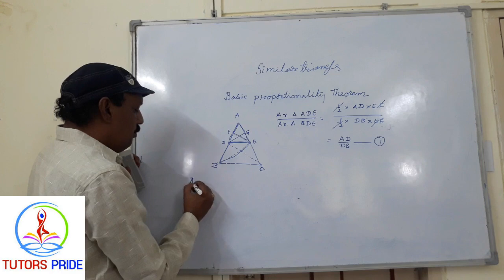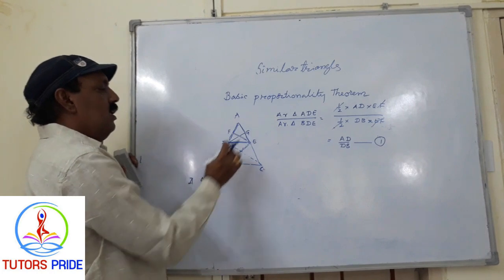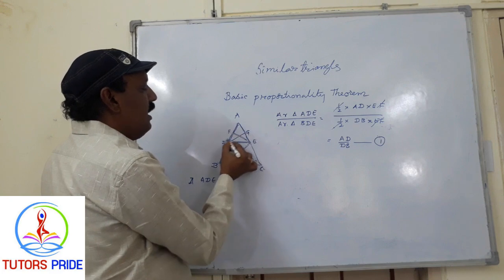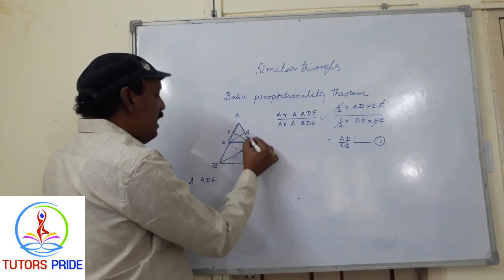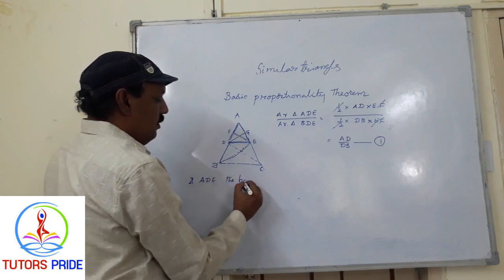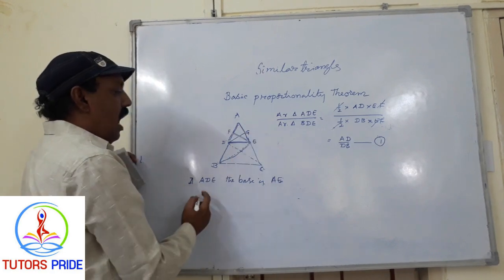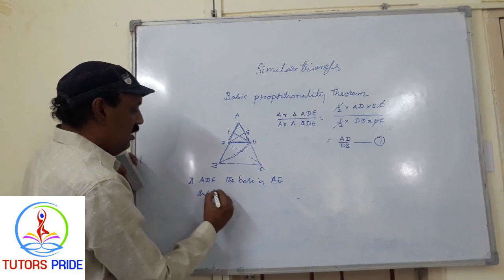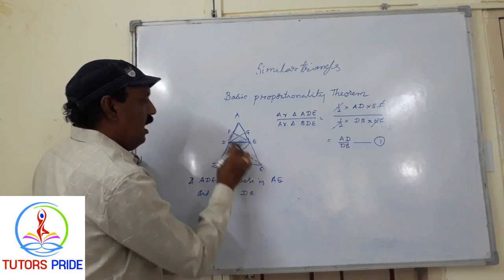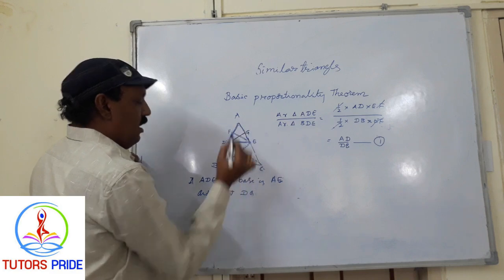And the triangle ADE. Don't get confused: I am taking the same triangle ADE, but this time it is not having the base AD. This time the triangle ADE has the base AE. AE is the base, and the height is DG. This DG is the height for the triangle ADE.